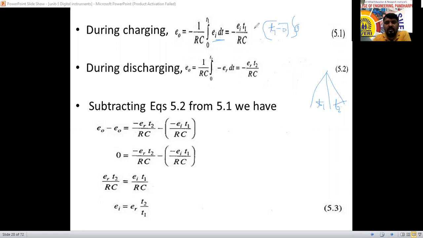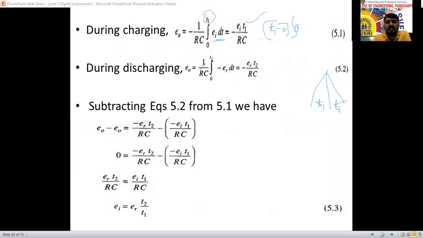Yes. So the 1 by RC into EI is there, and you can write it here as it is. The minus sign I will write as it is. So EI by RC into T1, that is, EI T1 by RC, we have written as it is here now. Integration of 1, that is T1, we have considered, substituting these limits here.